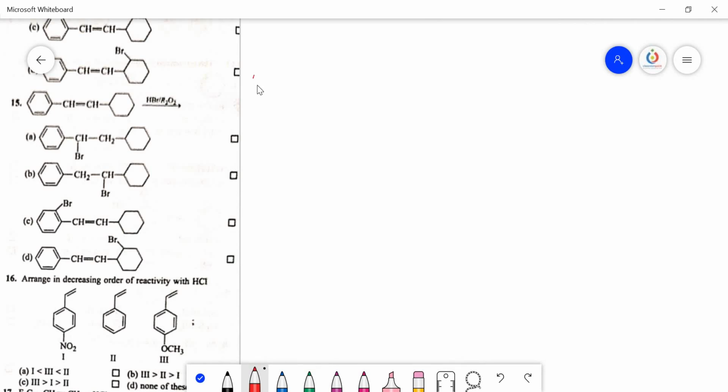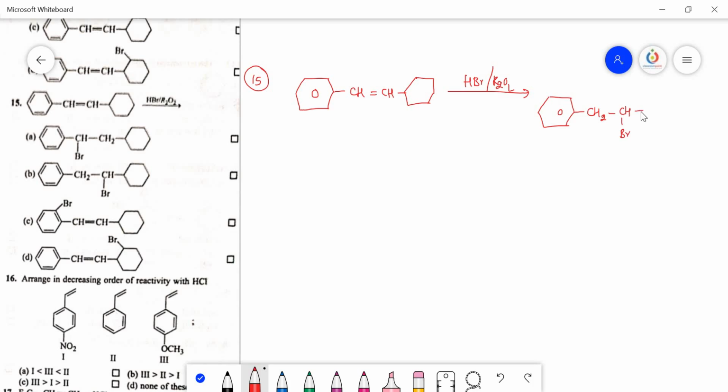Now let us solve question number 15. In question number 15, again the same reactant molecule is given, but the conditions are changed: HBr and peroxide. In the presence of the peroxide, opposite Markovnikov's addition takes place, so we get the product CH2, CHBr, and this is the molecule. Hence option B is correct.